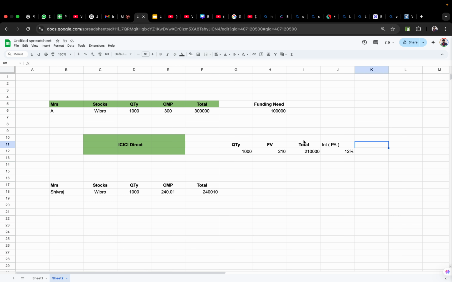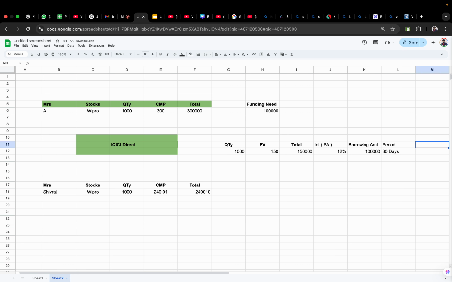Okay, let's say you agree with the terms, and at that time the price was, let's say, 50, and you have decided to withdraw. Then your borrowing amount comes into the picture, which is 1 lakh. Let's say you have decided to apply for a loan for 30 days, right? And if I calculate the interest for 30 days, it is 1 lakh into 12% divided by 100 into 30 days divided by 360.